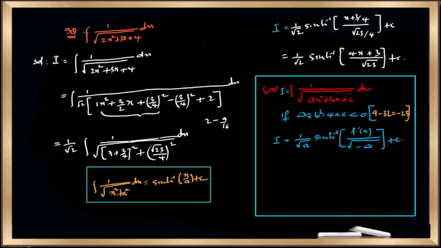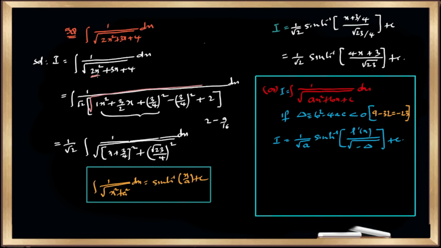Next one. Integral of 1 by root over 2x square plus 3x plus 4. So 1 by root over a quadratic expression is there. First write down the given equation as I. We have to make a perfect square. For making a perfect square, we always have to make the x square coefficient 1. So making the x square coefficient positive 1, take this 2 common. Since it is in the root, we can take root 2 outside.